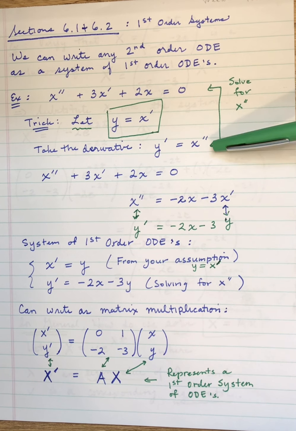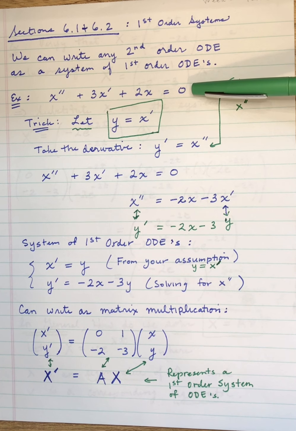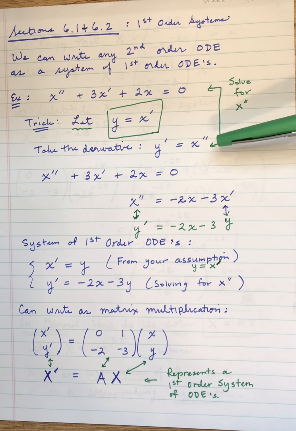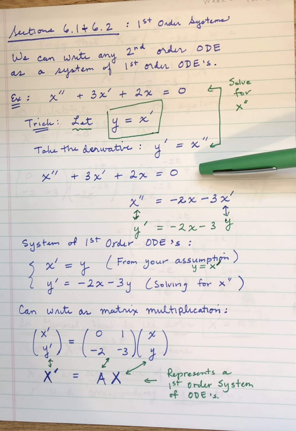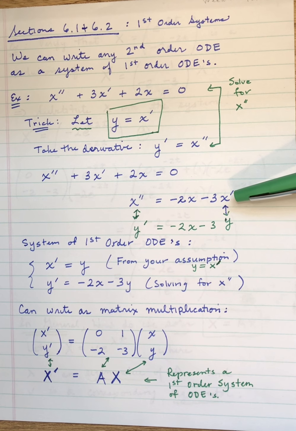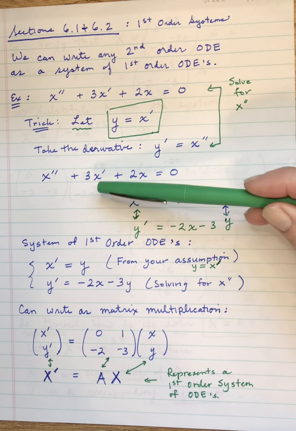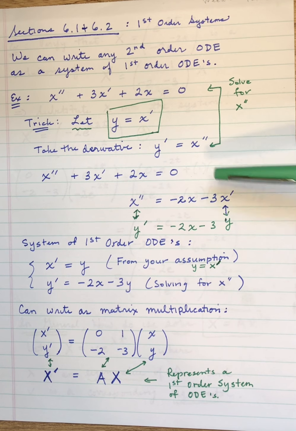And see, now that you compare these two, you're just going to solve the second order differential equation for x double prime. So we'll come down here and do that. So we rewrite our second order equation and we solve it for x double prime. We move minus 2x to the right hand side, minus 3x prime.